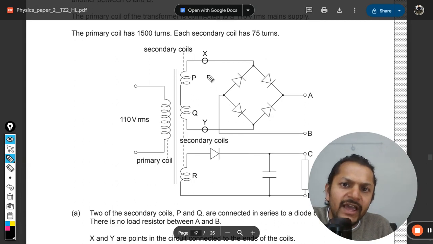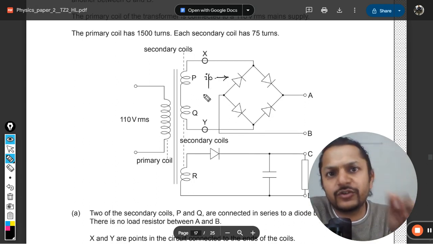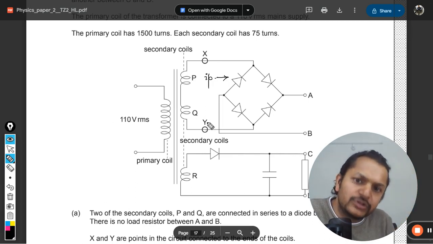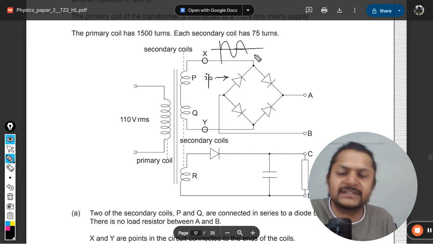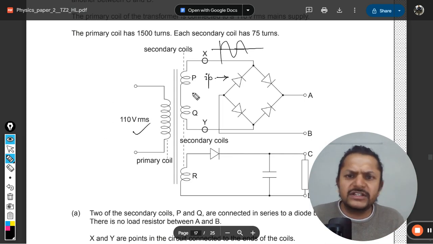So X and Y is the input voltage for the diode rectification, isn't it? So this is the input signal, which is X and Y, and it is already given there. The graph is simple, going like this. That is a simple alternating EMF. The only thing is, this is a transformer, this is the primary, this is the secondary coil.